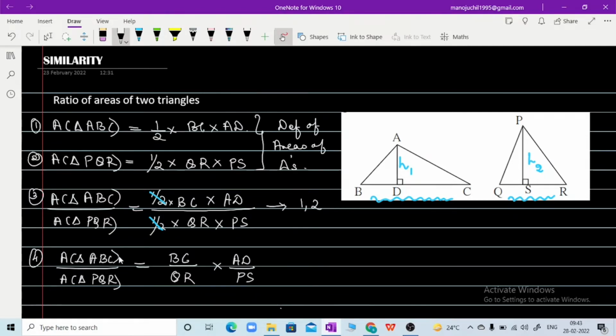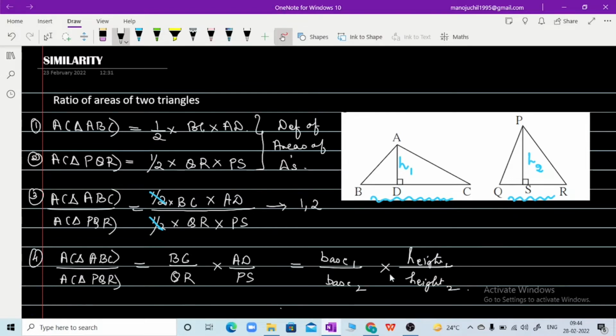Now, if you notice it properly, it is a ratio of areas of two triangles. The ratio of area of triangle ABC to that of area of triangle PQR is equal to base upon base multiplied by height upon height. So BC is nothing but the base of the first triangle and QR is the base of the second triangle, multiplied by the height of the first triangle upon the height of the second triangle.